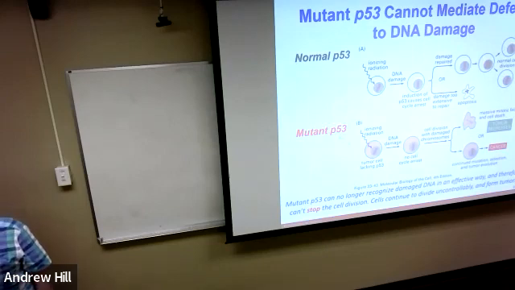Here's what happens when you have a mutant P53. So you have ionizing radiation. It causes some damage to the DNA. But this cell, it's already a tumor cell. It's lacking, the P53 has already been mutated by a previous ionizing radiation or something like that. So there's no cell arrest.